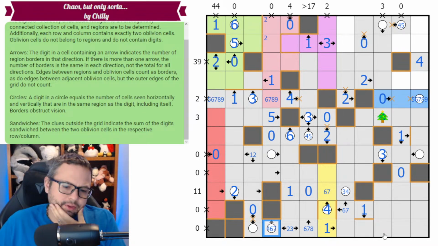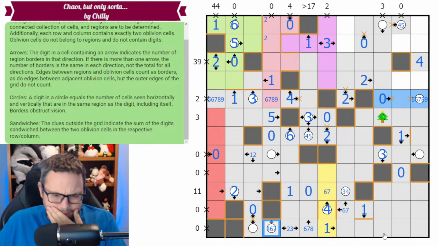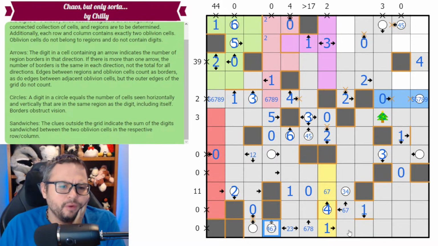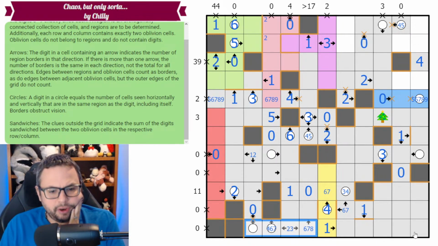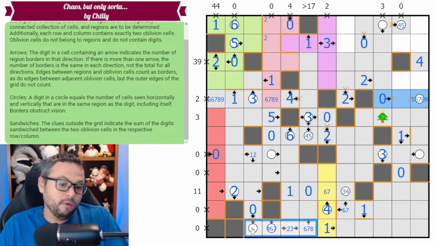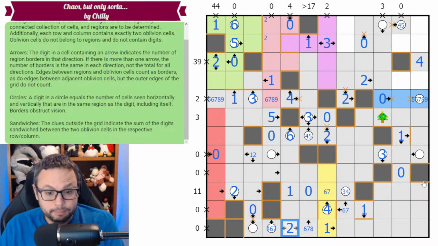So is this yellow is the question. But this being at least a 4 is very interesting because it says all of these are in the same region, right? Because as soon as this is a 4, it's not seeing anything into Oblivion. So all 4 of these are in the same region. I don't know what the region is, but they're all in it. Which means that I can count that this is a 2.